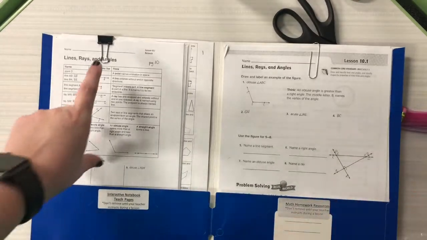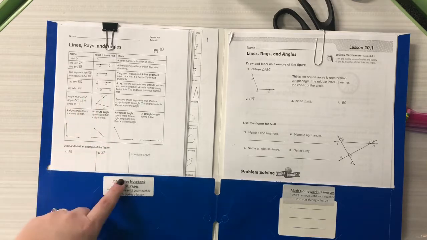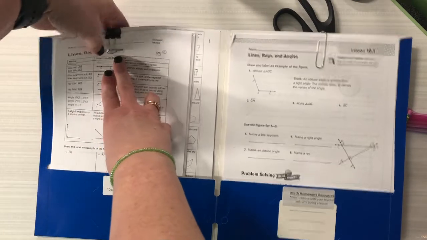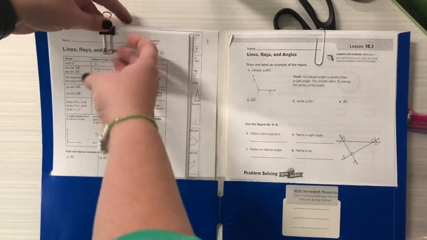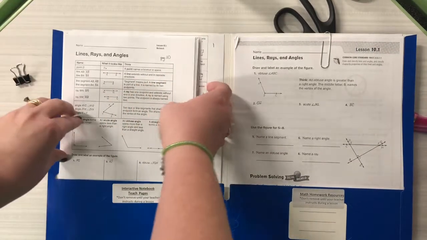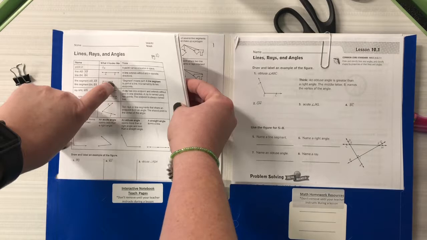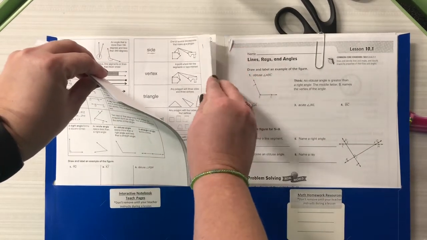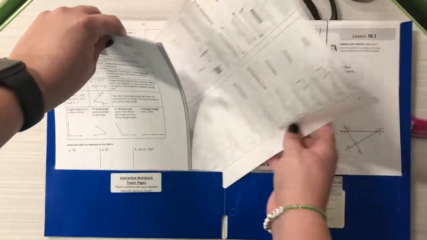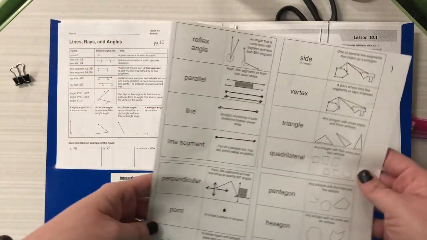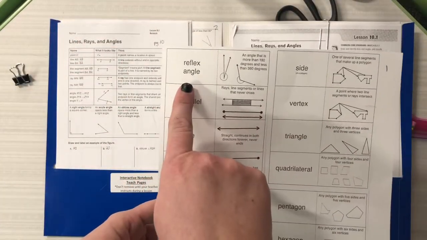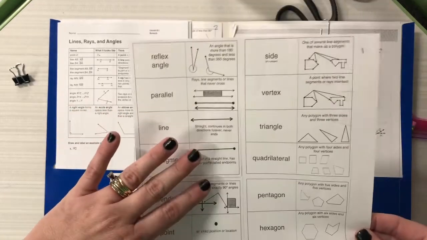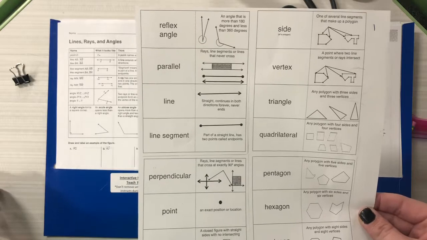Open up your blue folder. On the left-hand side, the side that says Interactive Notebook Teach Pages, go ahead and carefully unclip the black clip. You are not going to use these teach pages yet, but the very last two pages, you are going to find only the one sheet that has the words at the top, reflex angle and side. The second sheet that looks almost identical to this will be used for next week.